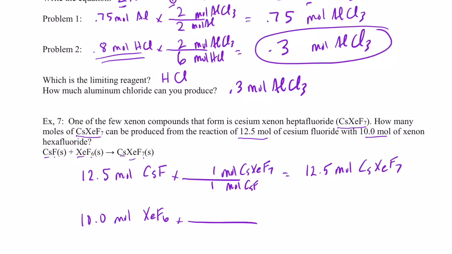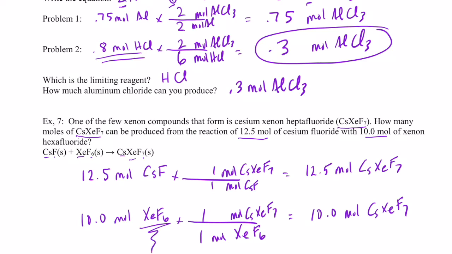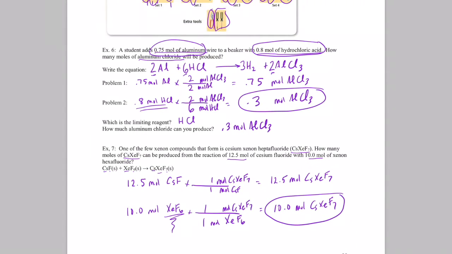And I think you guys are already working ahead of me and you have the answer, don't you? This was sort of an easy one. Here we'll get out of moles of xenon hexafluoride, and we'll get into moles of cesium xenon heptafluoride, and that's also a 1-to-1 ratio. And boy, there we go. Looks like this one allows me to make 10 moles of cesium xenon heptafluoride. So it looks like my xenon hexafluoride is my limiting reagent, and I'll be able to make 10 moles of product, cesium xenon heptafluoride. Okay?